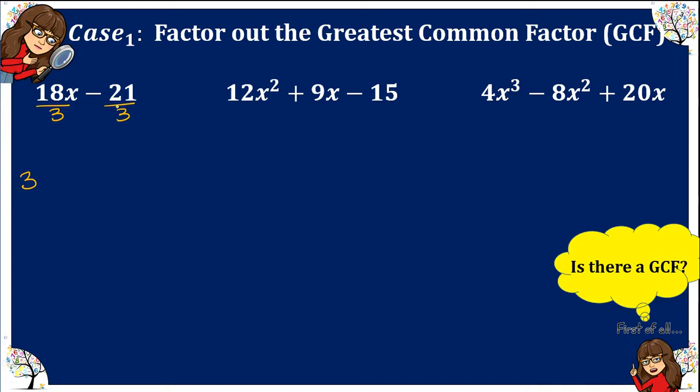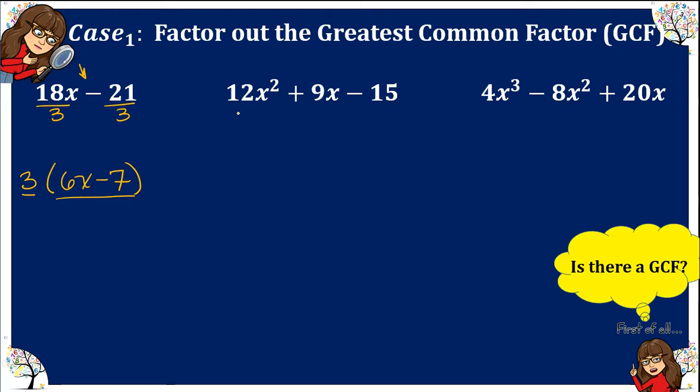I like to show my work to make sure I get the correct answer. So I'm going to divide by my greatest common factor. So 3 is one factor. The other factor is going to be our expression of 6x minus 7. If I wanted to make sure that my answer is correct, I could distribute the 3 to my binomial to get back my original problem. So 3 and 6x minus 7 are the two factors of 18x minus 21. 3 is the greatest common factor.